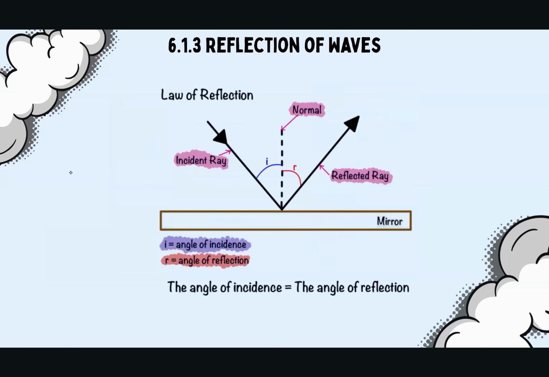So reflection of waves. We've got our incident ray, a reflected ray, and our normal. The normal is always at 90 degrees to the boundary line. So here's our boundary line between the air and the glass and the mirror. The angle of incidence always equals the angle of reflection.